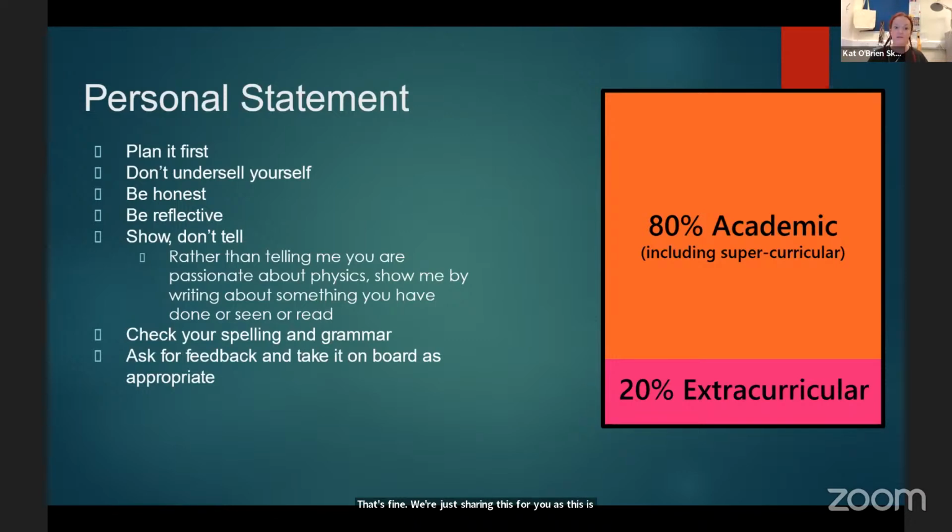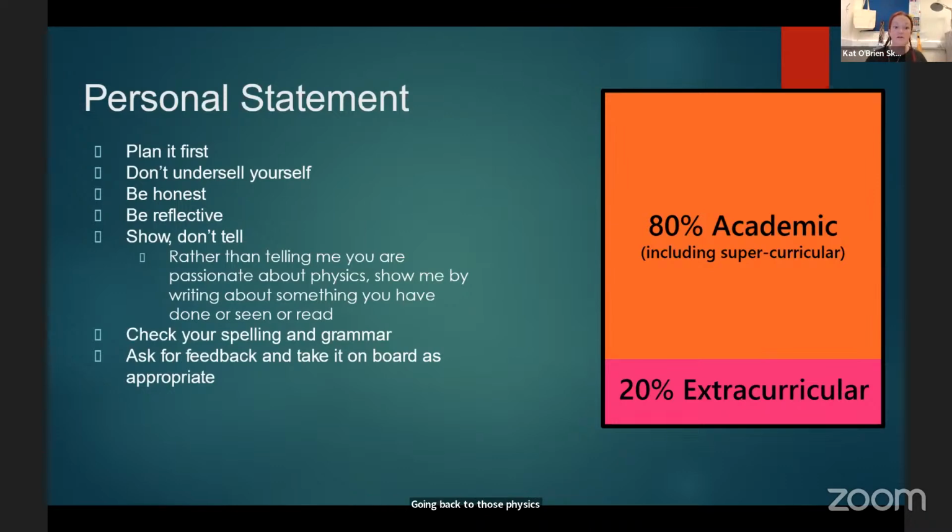Our academics here also include supracurricular activities, which we would consider to be very different to extracurricular activities. So supracurricular activities are activities like coming along to the Preparing for the PAT course. They're activities you do about your subject, which are not provided for you by your school. So they might be reading, journal clubs, going to lectures, things that, again, demonstrate your passion for physics, going back to those physics admissions criteria.